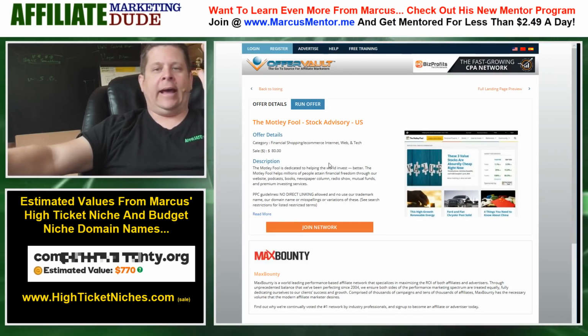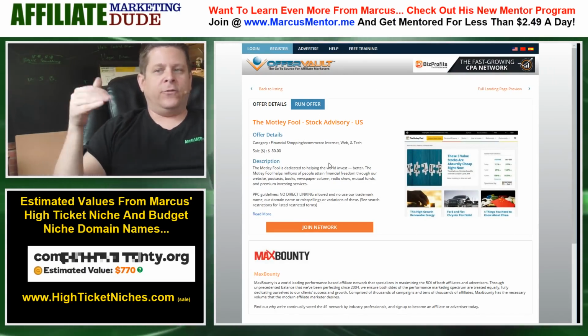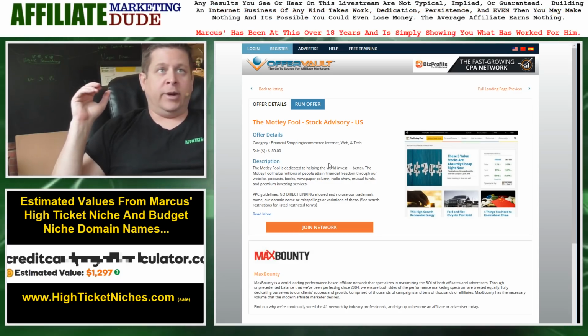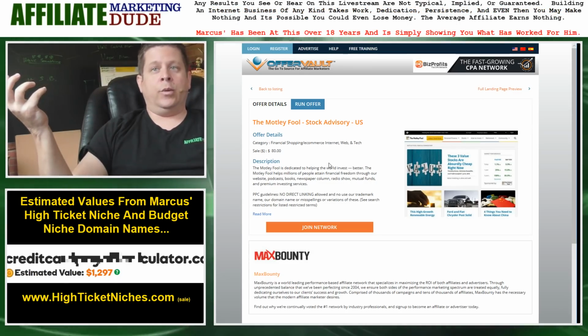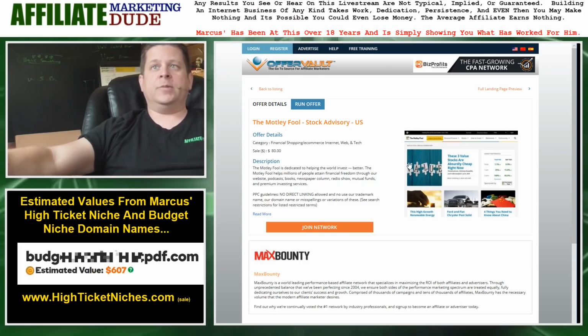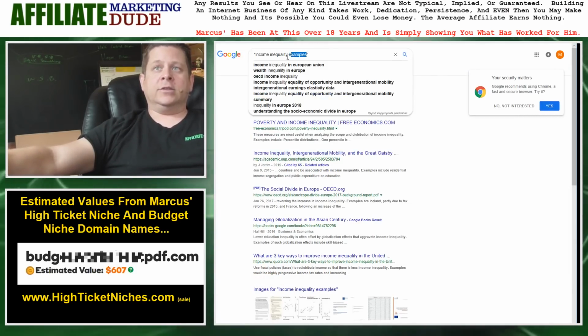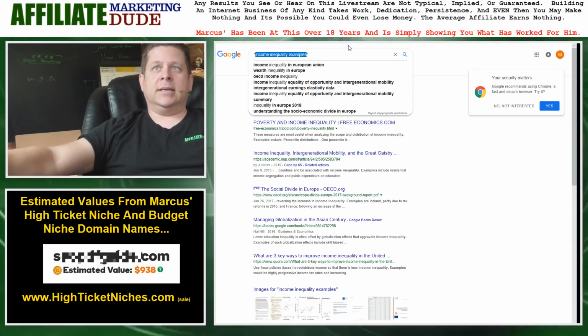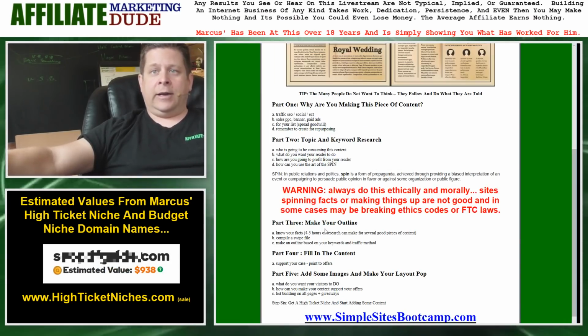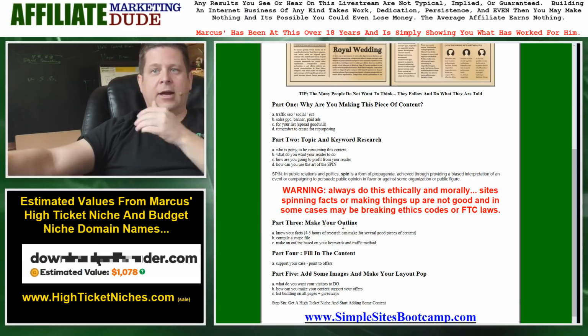Now notice how we have point A and point B. Before we even write the article, point A is our keyword, point B is what we want them to do. Very important. So we're going to go through and we're like, okay, income inequality, good. We're going to use this as our title. Excellent. Here is our outline. Okay, so we're going to go through and make our outline.